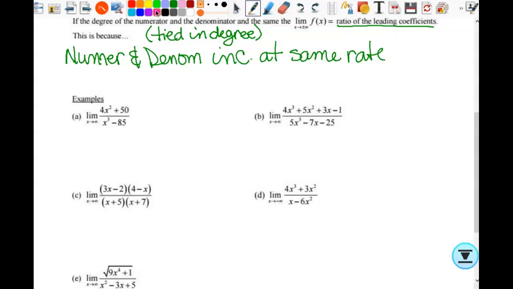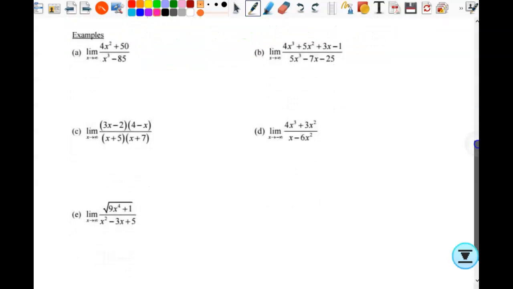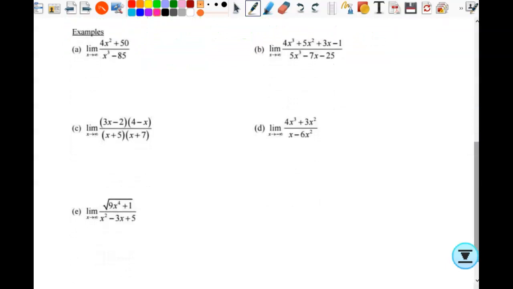So be very careful with that. It's one of those where you're just rocking along and doing the same type of thing, and then bam, it comes out and hits you here. So all we really have to look at, that 50 and 85, kind of irrelevant. I look at the leading two terms. That makes this top heavy, bottom heavy, tied in degree? Which one? Bottom heavy. So we have a horizontal asymptote.